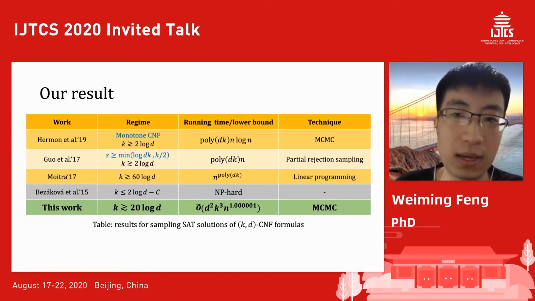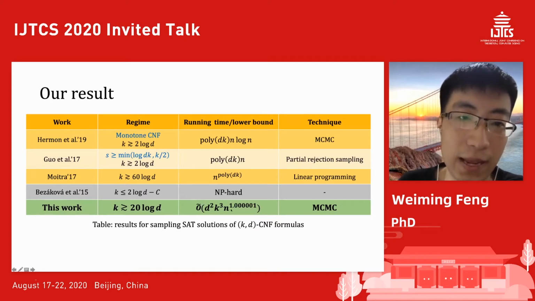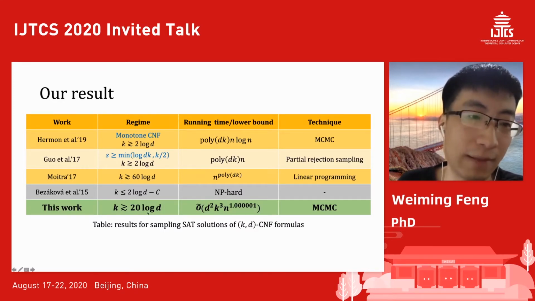In this work, we partially answered this open problem by giving a new algorithm based on the Markov chain Monte Carlo approach. Our algorithm works for general CNF formulas. We require k to be roughly greater than 20 log d. This makes our algorithm very fast. The exponent of m would be very close to 1. We emphasize that our algorithm only requires k to be roughly greater than 20 log d. We do not have any extra requirement on the CNF formula.